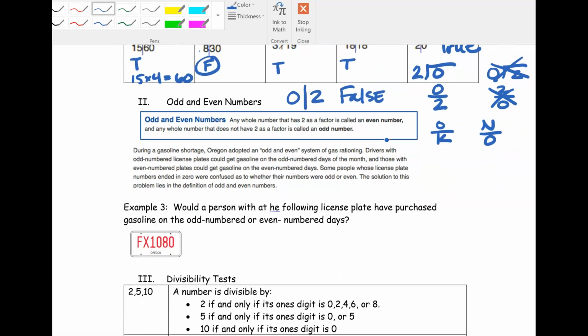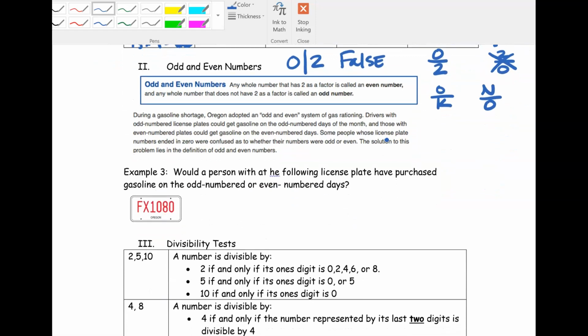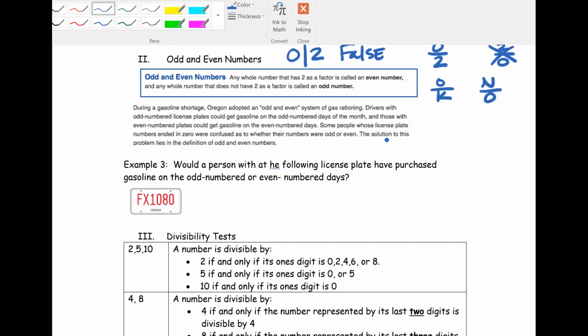So this next part, odd and even numbers. Let's talk about what it means to be an odd and even number. I mean, we've all heard this many times, but it's good to revisit the definition. So what does that mean to be an even number? Well, an even number is a number that has 2 as a factor. So that's why we're talking about it in this section. We've talked about factors. What does that mean? If 2 is a factor, it means 2 divides evenly into that number.